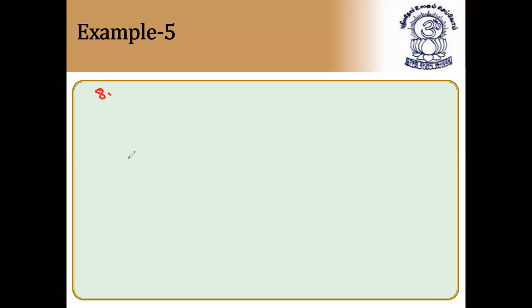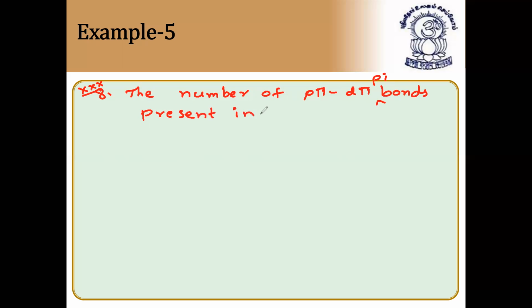The number of p pi d pi bonds. Very, very important this question. As I told you, they'll ask everything on structures. The number of p pi d pi bonds present in XeO3 and XeO4 respectively are. This should be pi bonds because they are double bonds.